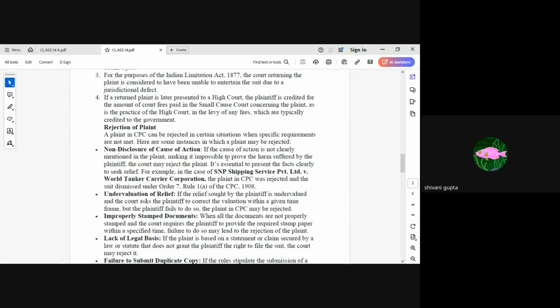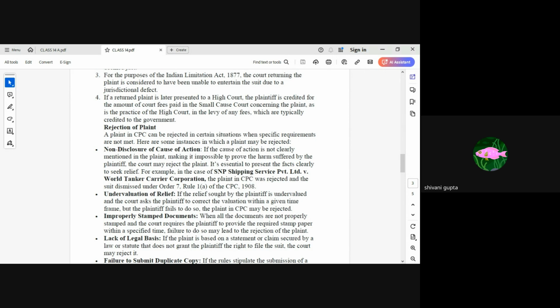But if there is a rejection of the plaint, then those instances may be non-disclosure of cause of action. So the court may reject the plaint because it's impossible to prove the harm suffered by the plaintiff. Next is the case of SNP Shipping Services Private Limited. I think during the CPC you might have studied this case, because this case is asked every time in academics, the SNP Shipping Services Private Limited case.